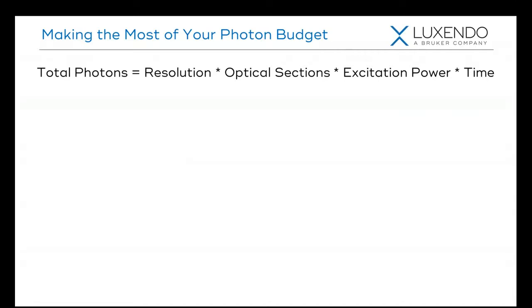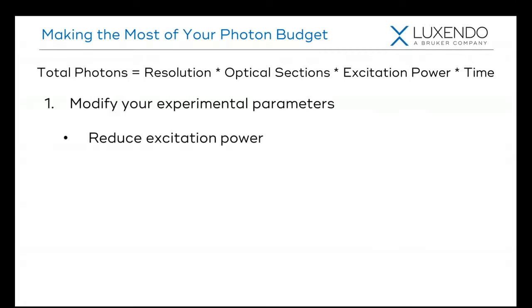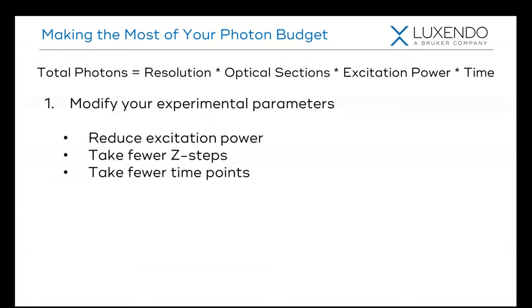And instead of taking the prettiest picture that we can right at the experiment, we'll have to modify the experimental parameters if we want to image over time by reducing the excitation power, possibly taking fewer Z steps, or taking fewer time points in order to stretch that photon budget farther.